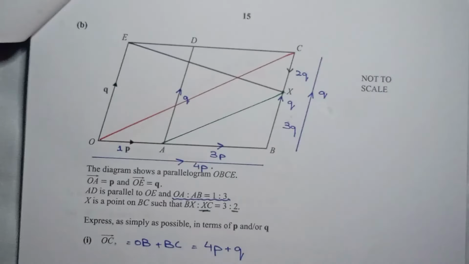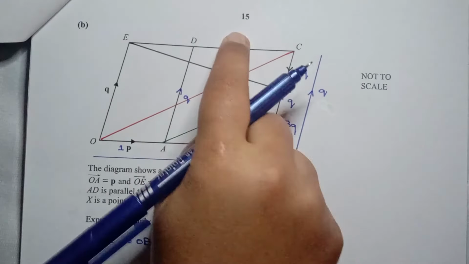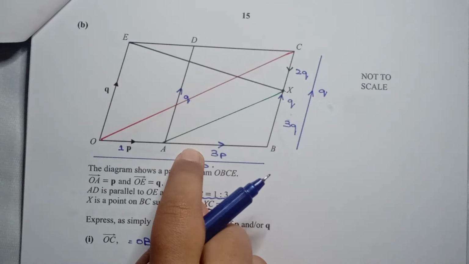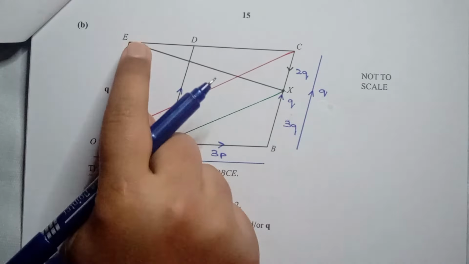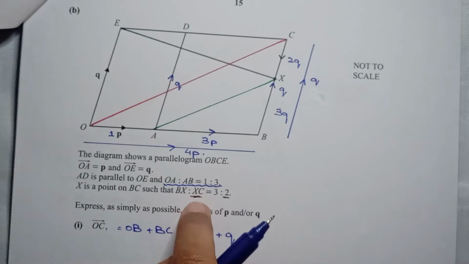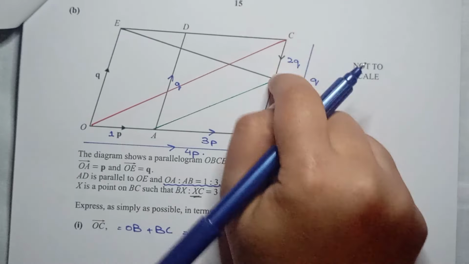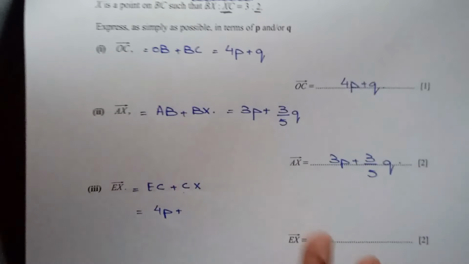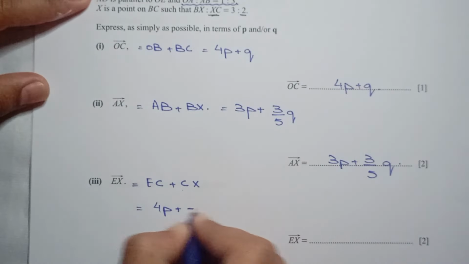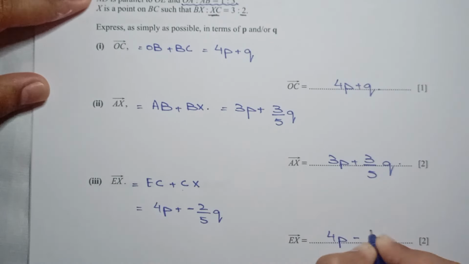Let me explain it one more time. E to C and O to B are parallel because it is a parallelogram. If OB is 4P, then EC is also 4P. So EC is 4P plus CX. As we know, X to C is 2 by 5 of Q and C to X would be negative 2 by 5 of Q. So the answer would be 4P minus 2 by 5 of Q.